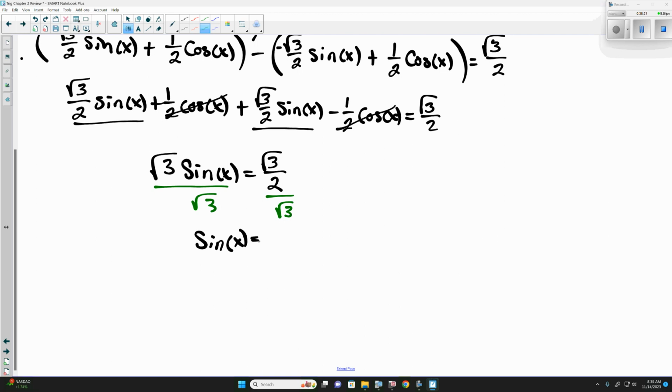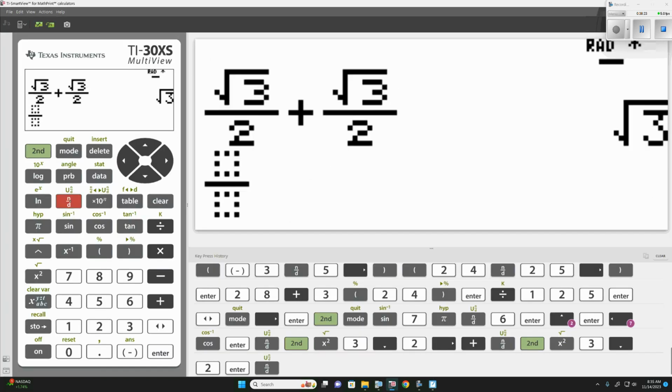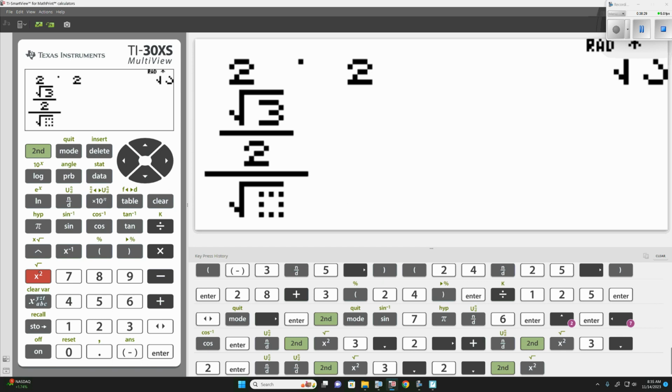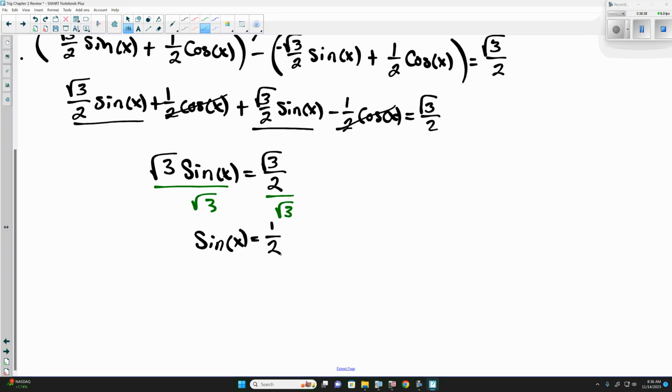We'll get sine by itself. Square root 3 over 2 divided by the square root of 3. That's a funny fraction. All they just tell us it is 1/2. Now we're just seeing where sine is 1/2. Again, we can look at the unit circle. One of them is pi over 6. And the other is 5 pi over 6. That's it.